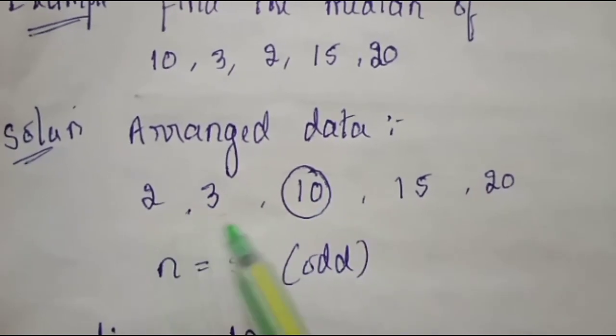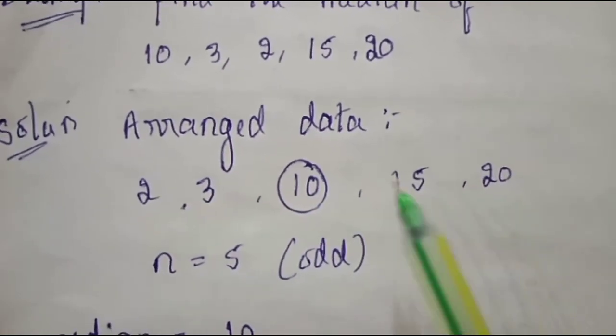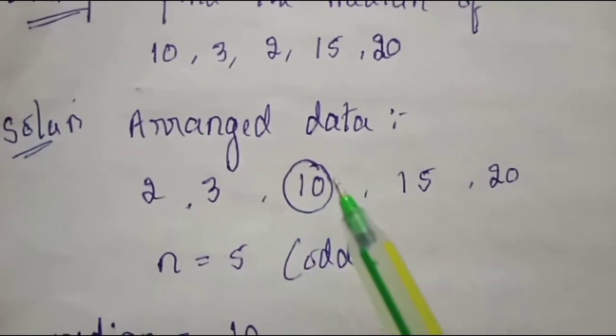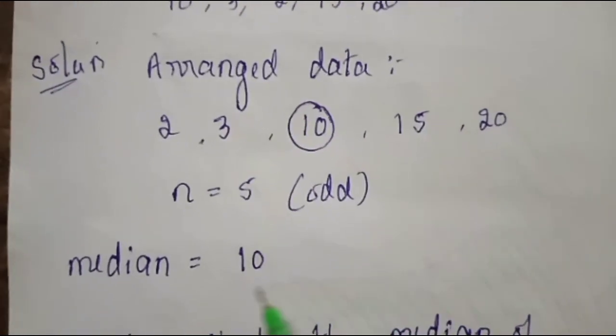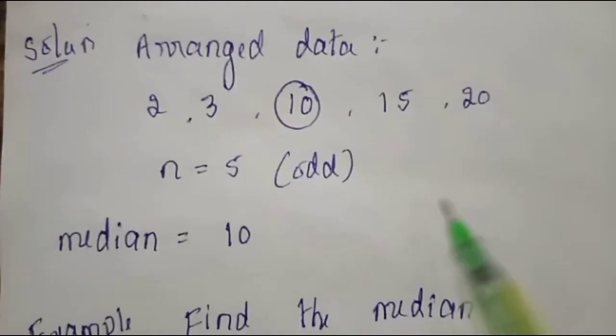That is 2, 3, 10, 15 and 20. Out of 5, the middlemost observation is 10. So you can conclude that the median is 10.